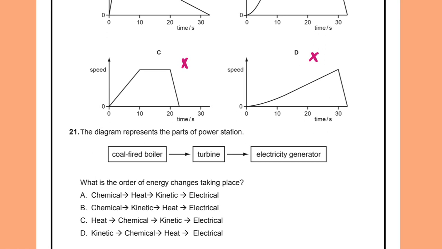Question 21. The diagram represents the parts of a power station. What is the order of energy changes taking place? So a coal-fired boiler, and then a turbine, and then an electricity generator. First off, I know that the end goal of all electricity is electrical energy, so that's happening in all of the options. Then there must be the chemical energy in the coal, so I'm looking for A and B. First it's converted into heat, and then that steam under high pressure is incident on the turbine, which makes it turn. So it's option A.